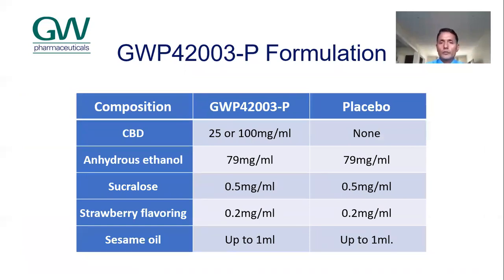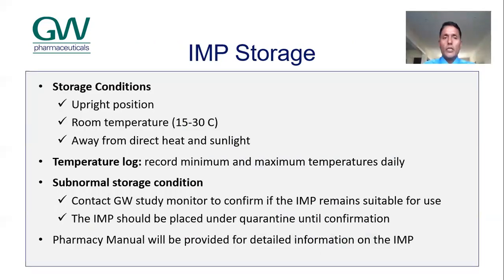This table shows the formulation of active compound and placebo. Placebo doesn't contain any CBD. A specific storage system is a key factor to maintain the effectiveness of the drug throughout the study cycle. This drug should be kept in an upright position at room temperature and away from direct heat and sunlight. And temperature logs should be maintained on a daily basis.